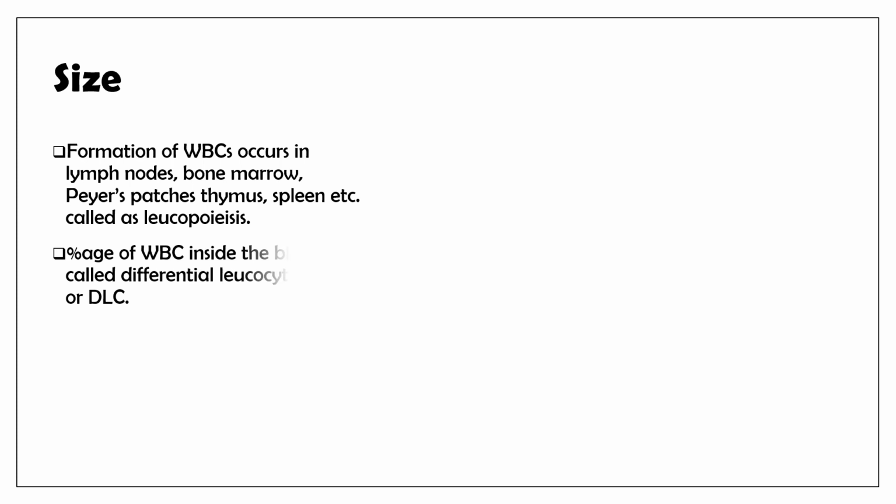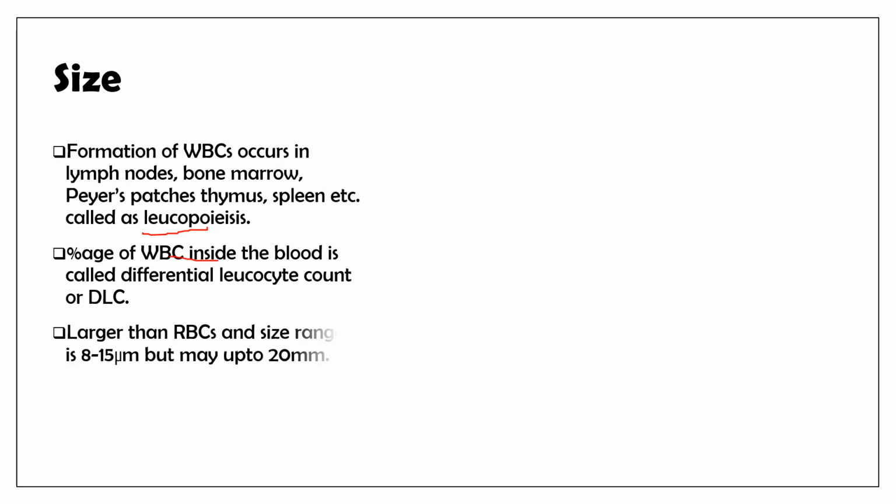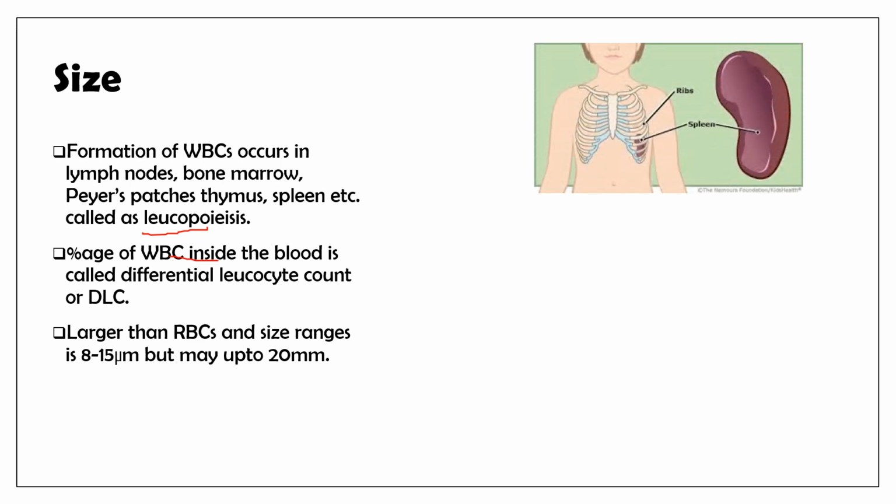Formation of WBCs occurs in lymph nodes, bone marrow, Peyer's patches, thymus, spleen, etc. The formation of WBCs is known as leukopoiesis, just like erythropoiesis as we discussed in the previous video. The percentage of each type of WBC inside the blood is known as the differential leukocyte count, or DLC.